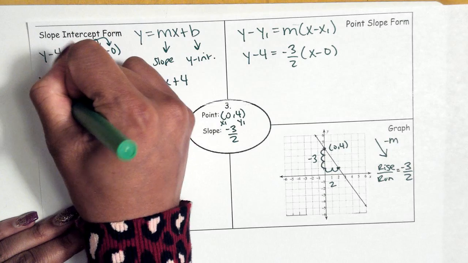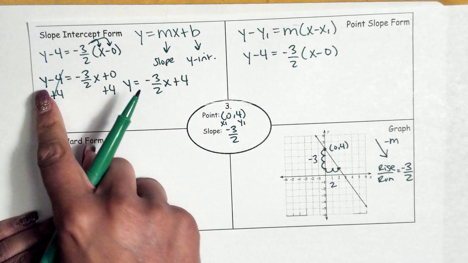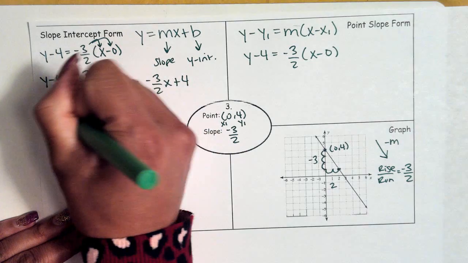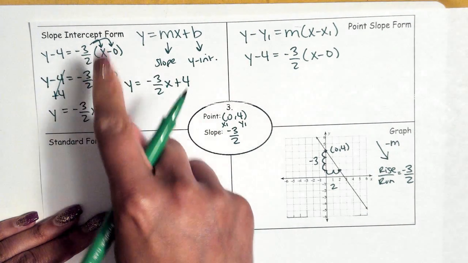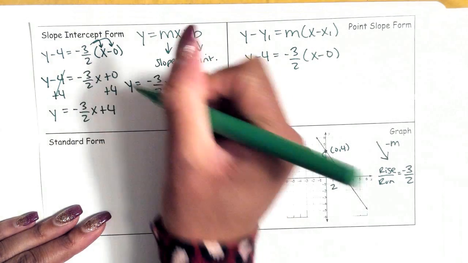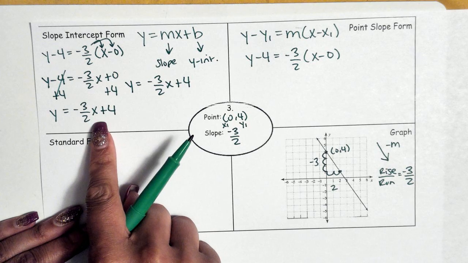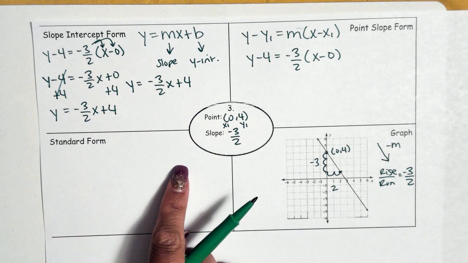Then I'm going to add 4 to both sides because I want y by itself. So y, my 4's cancel, equal to, drop down your -3 over 2x. Please don't forget to drop down your x. And 0 plus 4 is plus 4. So I'm left with the same as when I started with. So y equals -3 over 2x plus 4 is my slope-intercept form.